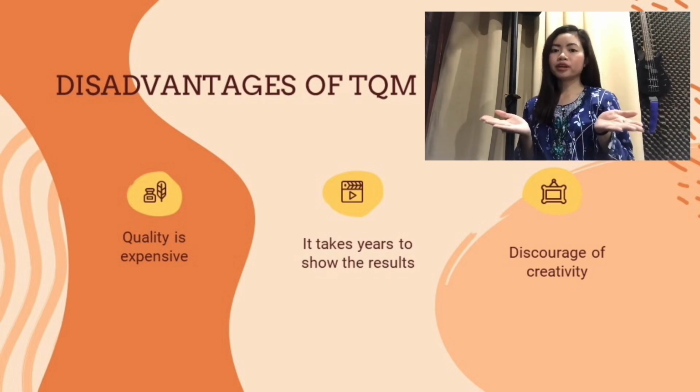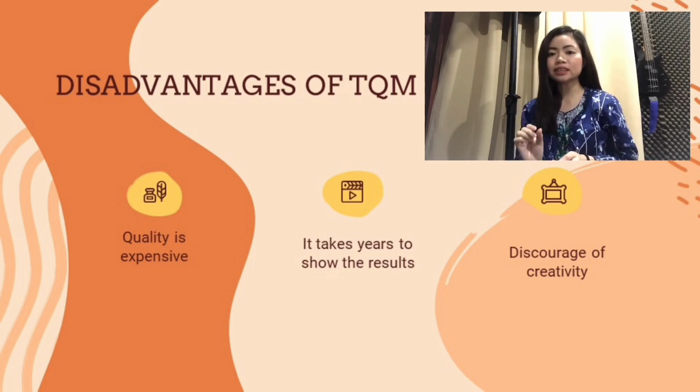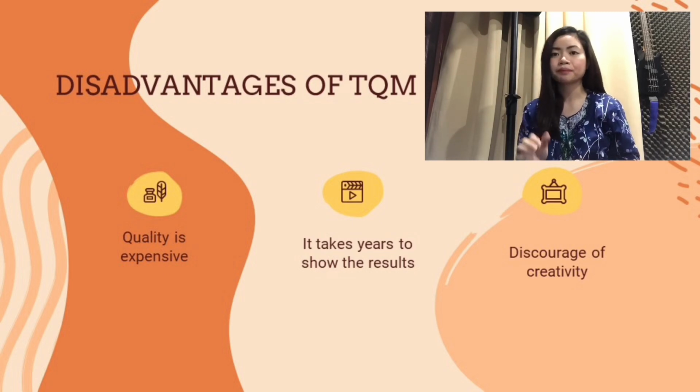The last point is discouraging creativity. TQM is focused on task standardization to ensure consistency, which discourages creativity and innovation. Task standardization describes the establishment of a set of rules governing how people in the organization are supposed to complete a given task. It also discourages new ideas that can possibly improve the productivity.